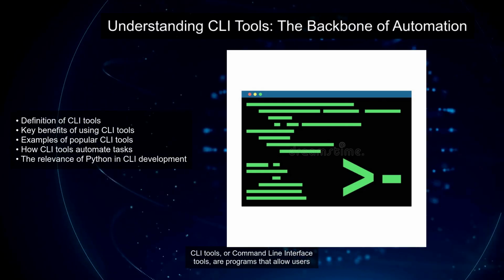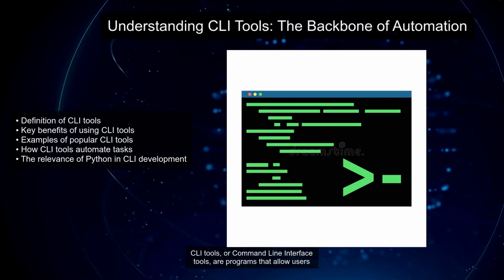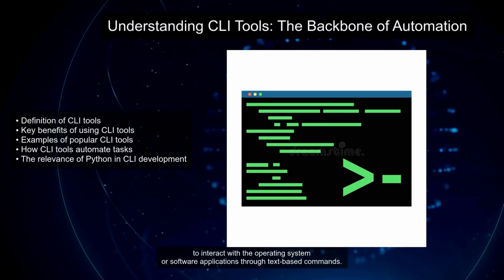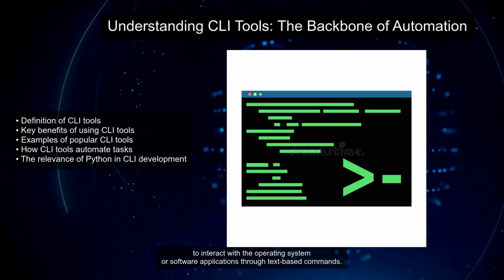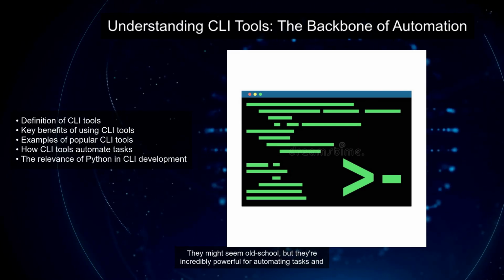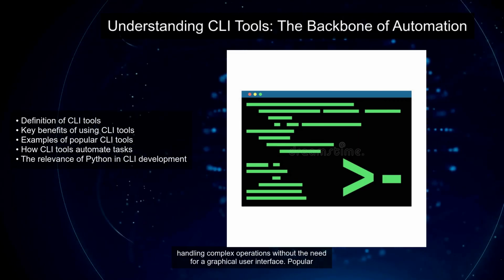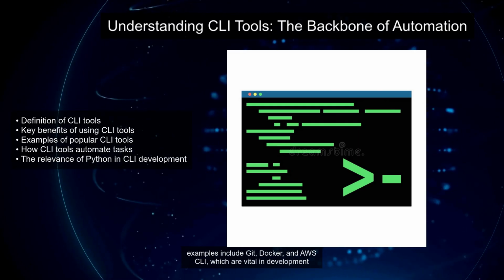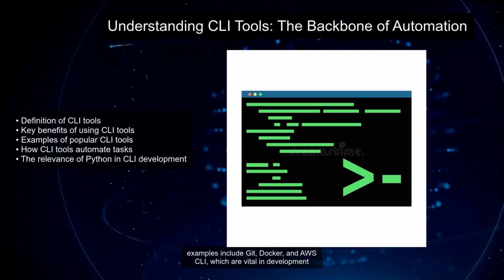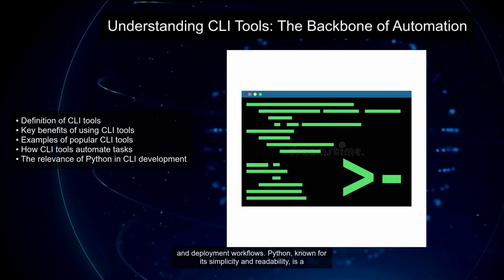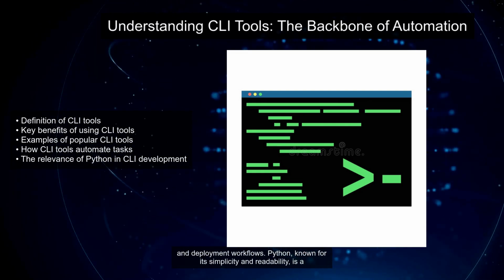CLI tools, or command line interface tools, are programs that allow users to interact with the operating system or software applications through text-based commands. They might seem old school, but they're incredibly powerful for automating tasks and handling complex operations without the need for a graphical user interface. Popular examples include Git, Docker, and AWS CLI, which are vital in development and deployment workflows.